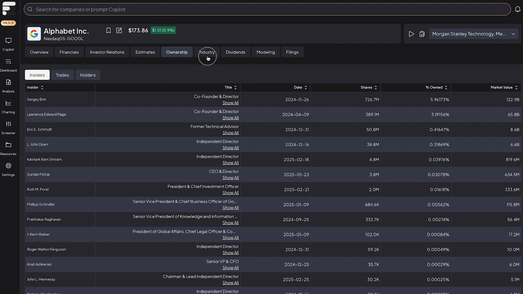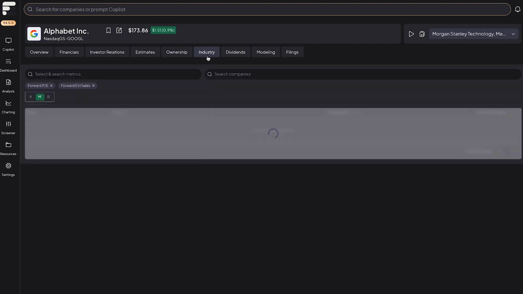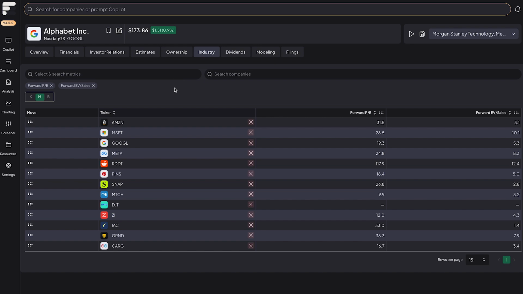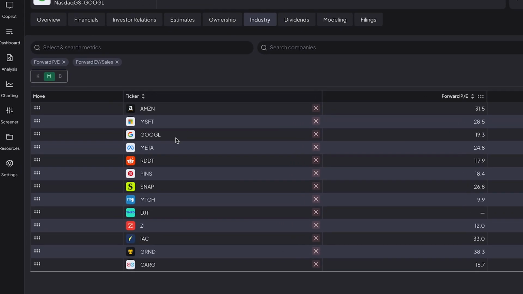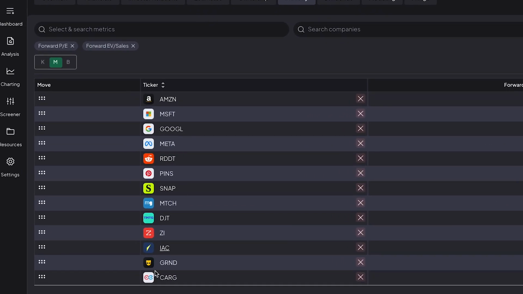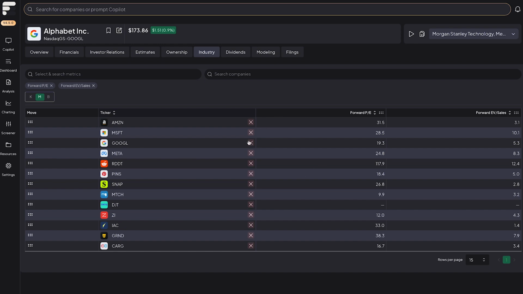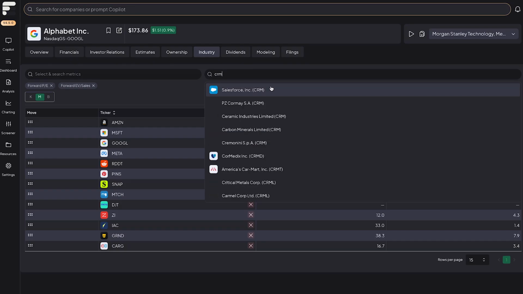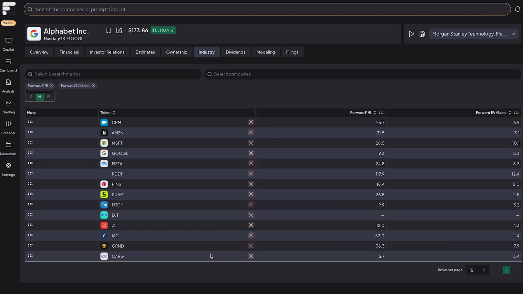The next thing is the industry tab. In the industry tab, this will show competitors or companies similar to Google. So for example, over here, you've got Microsoft, you've got Amazon, you've got Meta, you've got other companies over here as well. And you can organize it the way you want. If you think that there's a company missed, you can always add it on over here. If I want to add CRM, for example, Salesforce, then I've added that and it's here right at the top.